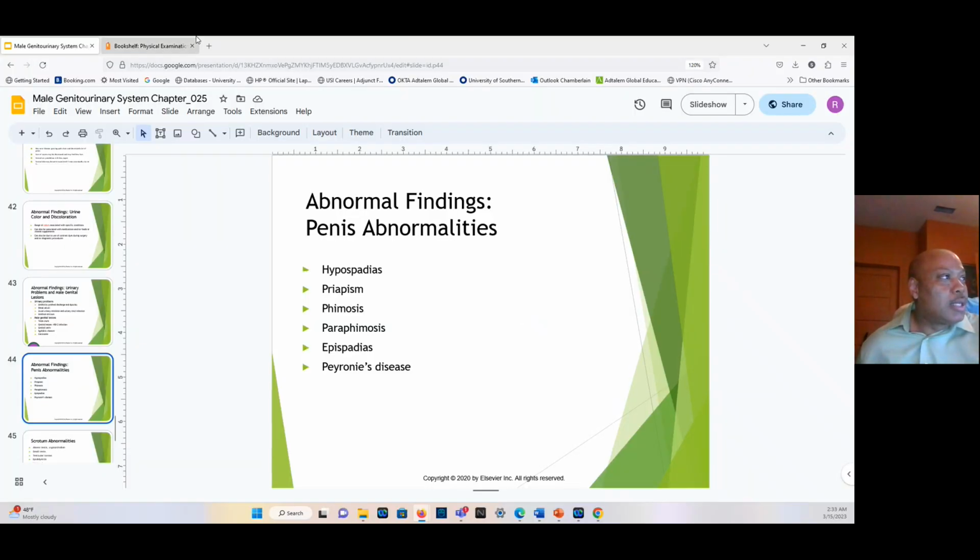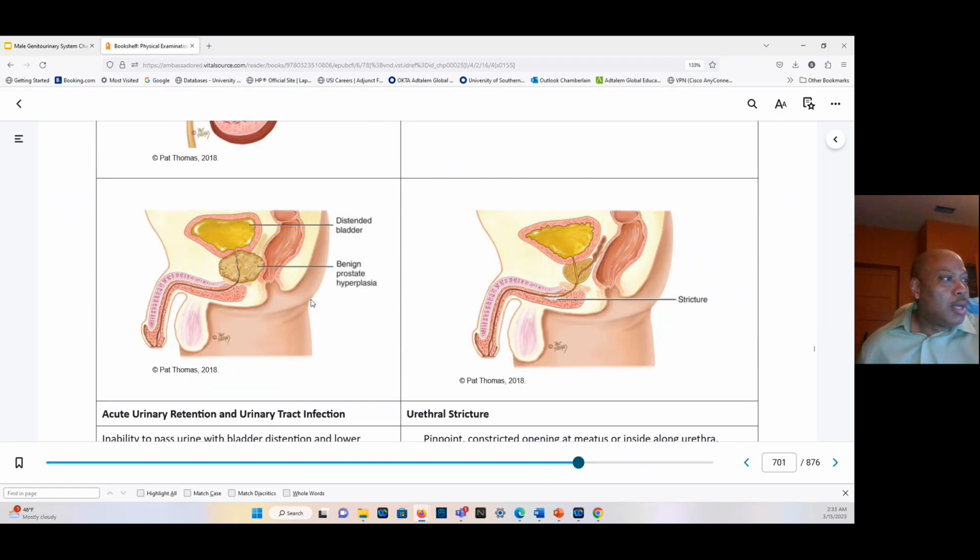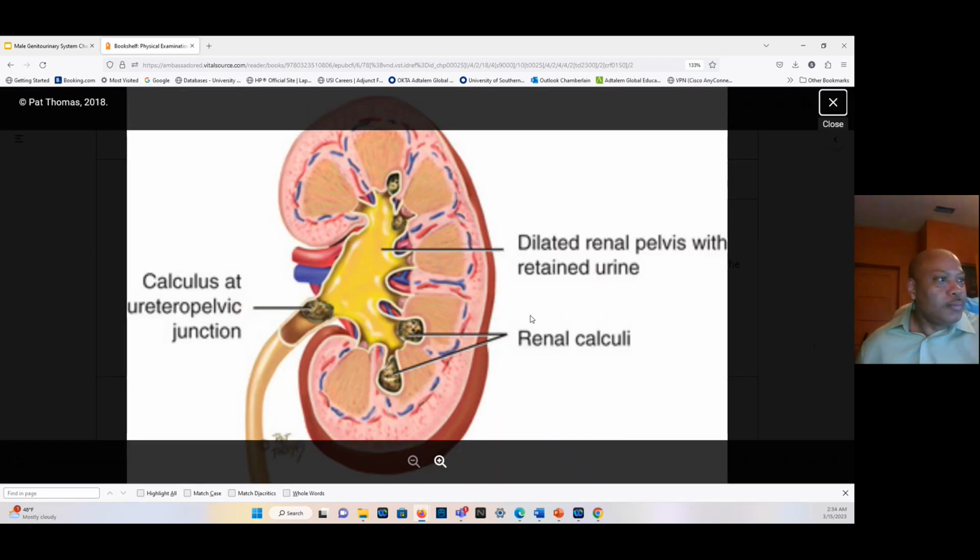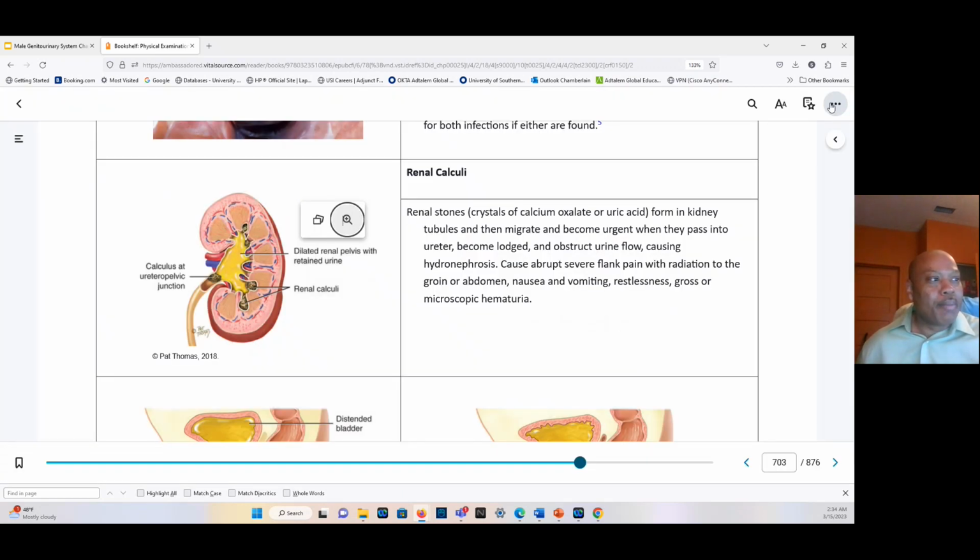Actually, there's a great illustration in your book here, right? So these are the stones here, and if one gets lodged in the ureter, all right, then the urine that is produced here won't be able to drain into the ureters, down into the bladder. So that can be a problem. And then you just have this increase in urine here. And again, that can be a problem.